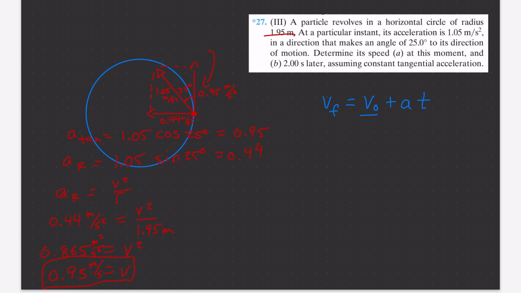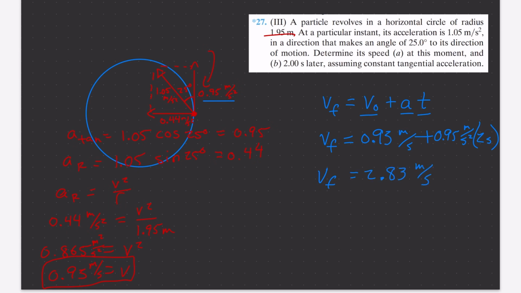We have v initial, we have a, and we have t. So I'm going to say that v final after 2 seconds is going to be equal to my 0.93 meters per second plus my tangential acceleration, because that's the part that we can treat like one-dimensional kinematics, 0.95 meters per second squared, multiplied by 2 seconds. If I plug that all into the calculator, 0.93 plus 0.95 times 2 gives me a final velocity of 2.83 meters per second.